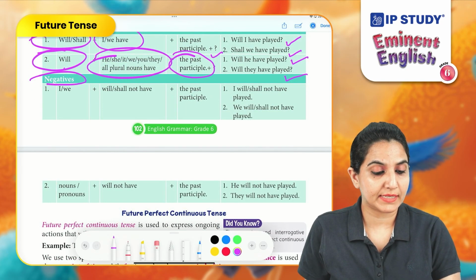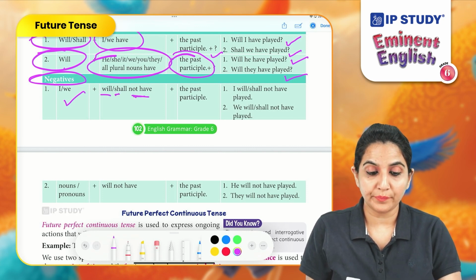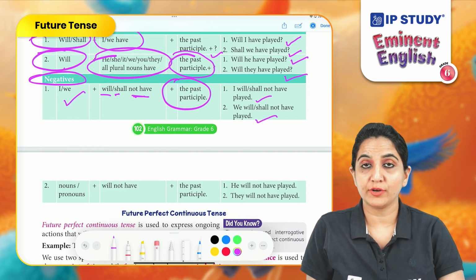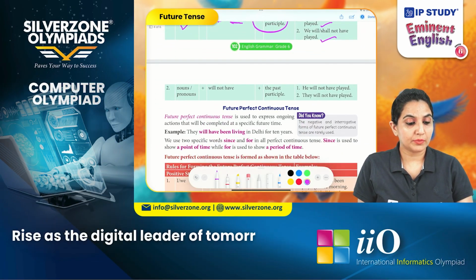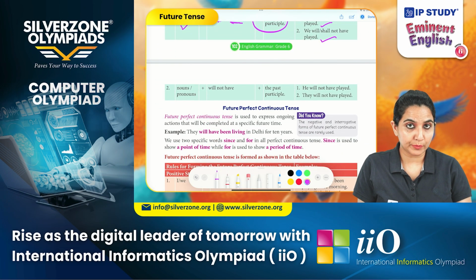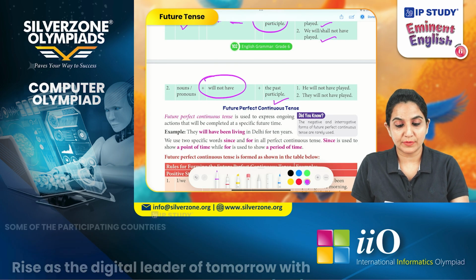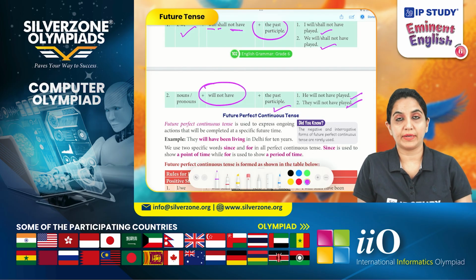For the negative sentences, with I and we, the first person, singular and plural pronouns, will not have, shall not have. We can use both of them with the past participle. I will not have played, we will not have played. I shall not have played, we shall not have played. But with the second and third person, singular and plural pronouns, we use will not have with the past participle. He will not have played, they will not have played.